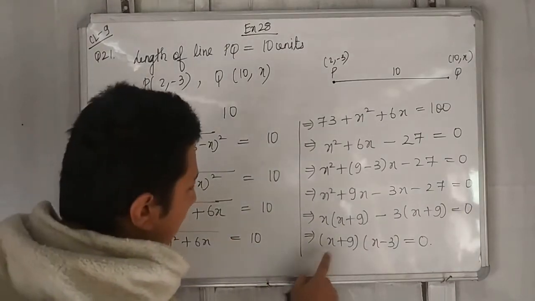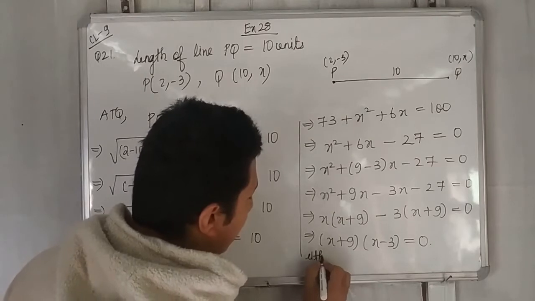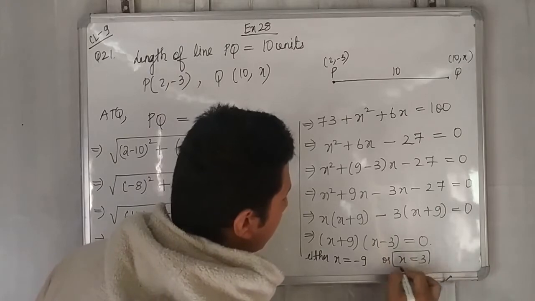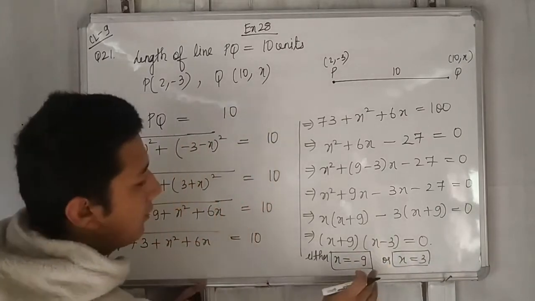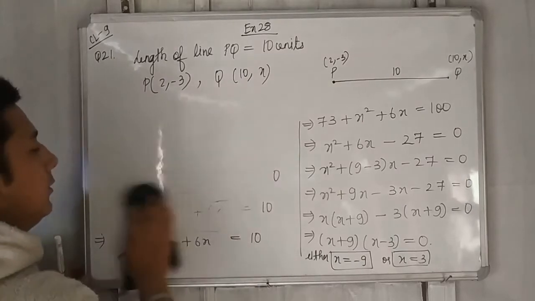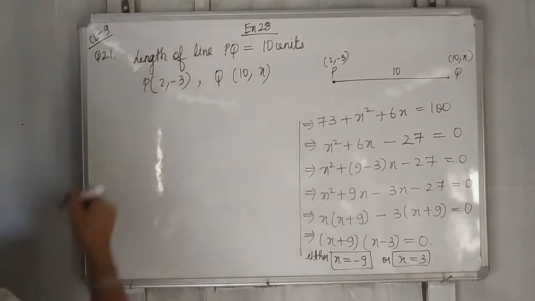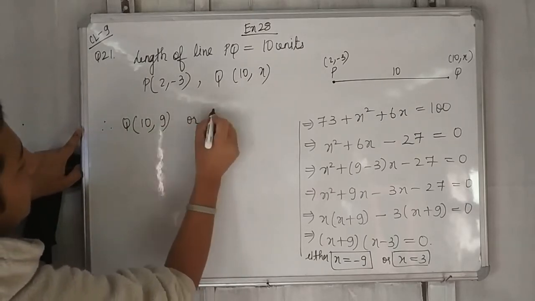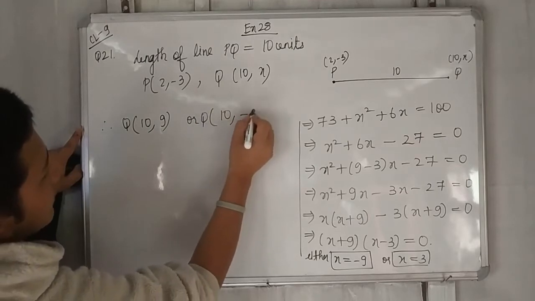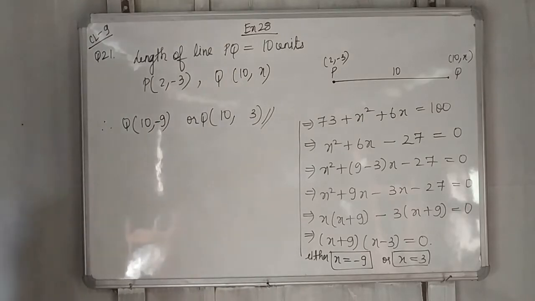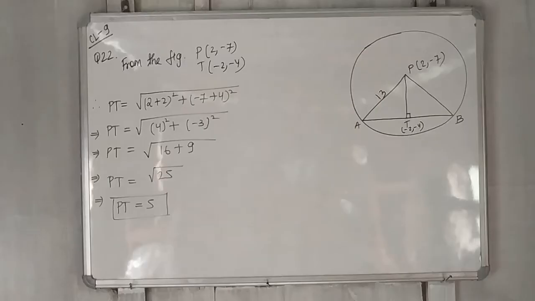So we'll do now either or. Either x equals minus 9 or x is equal to plus 3. So these are the two answers, but we need to find the coordinates, right? Coordinates of point Q. So therefore we'll write out here. Please pause the video, note it down. So therefore coordinates of Q will be either 10, 9 or Q 10, minus 3. Okay, sorry, 10, minus 9 or 10, 3. Alright boys, so please pause the video and note it down.